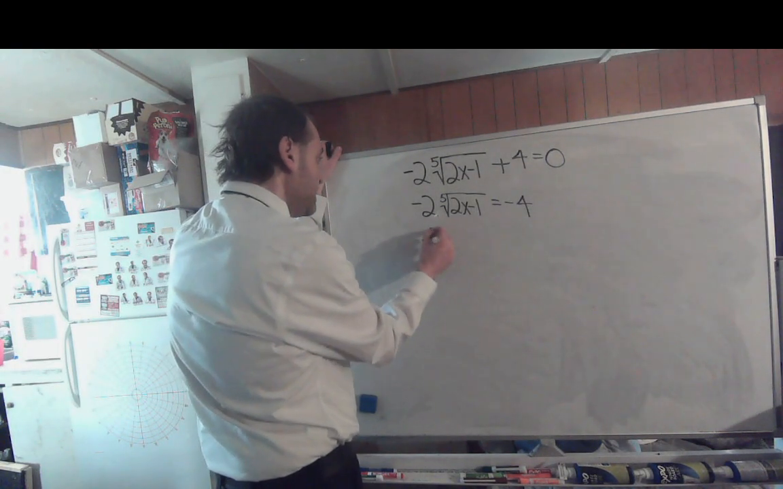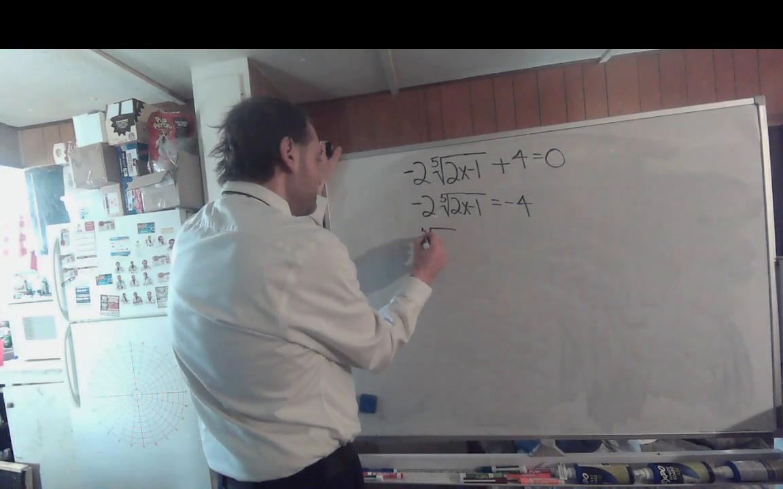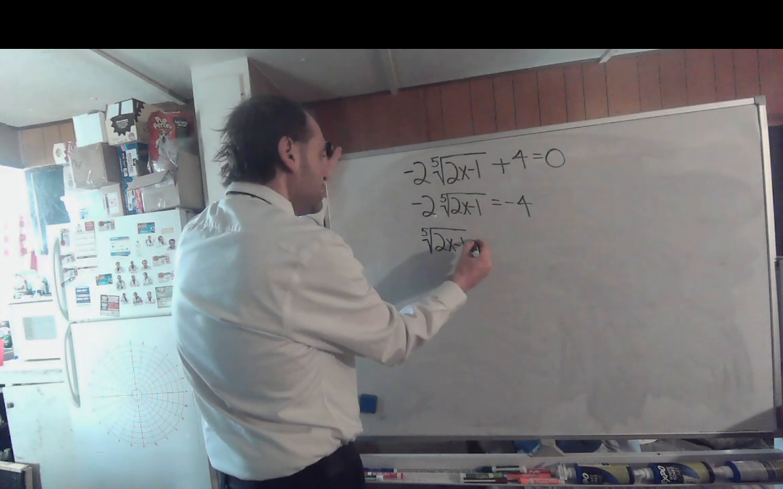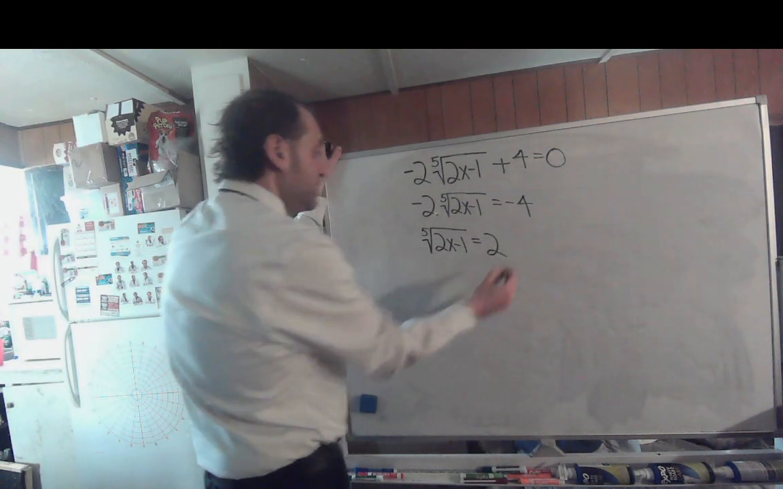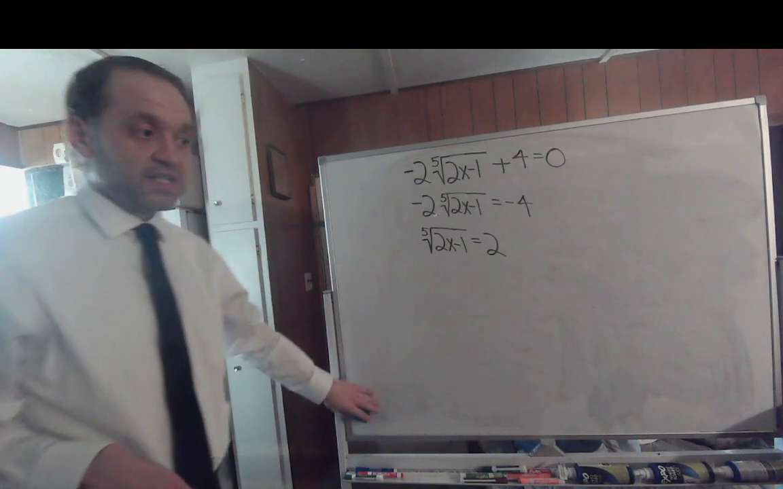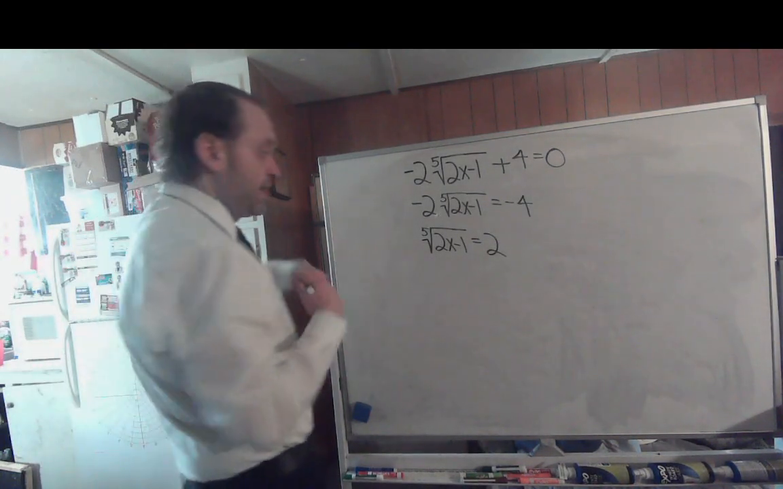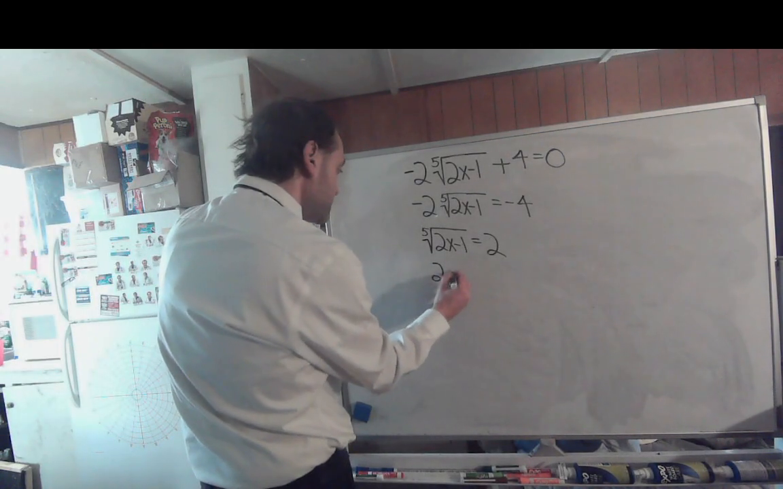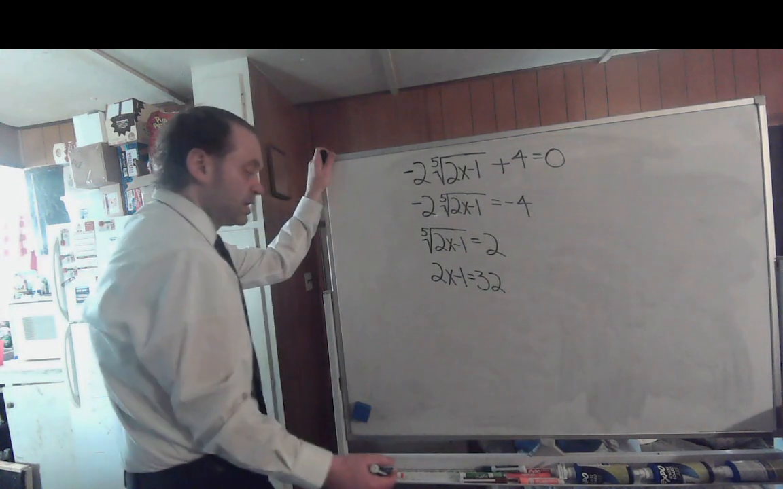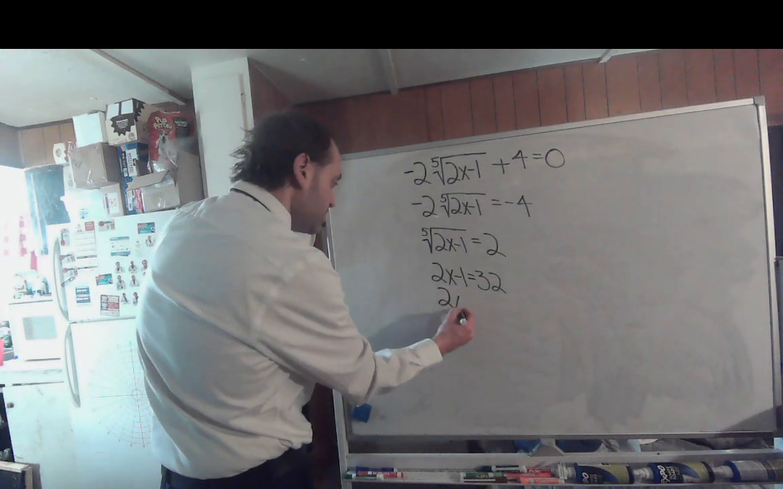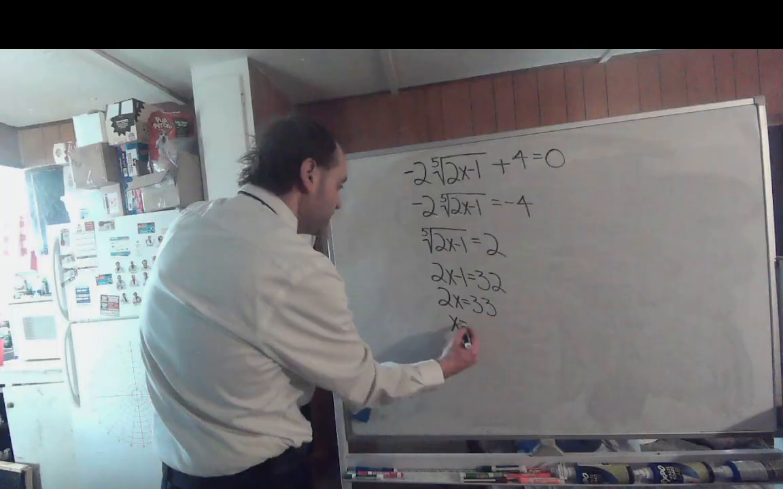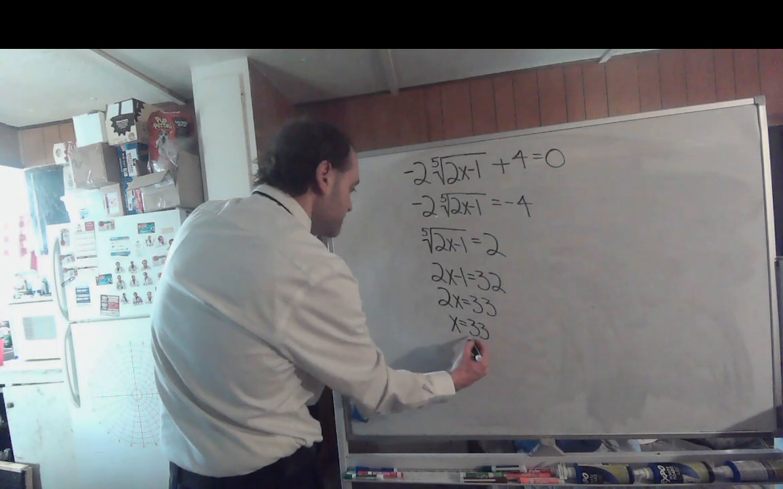You get the 5th root of 2x minus 1 is equal to +2. Now, of course, you just got to raise both sides to the 5th power to cancel out the radical. You end up getting 2x minus 1 would equal 32. So this would end up giving you that 2x equals 33, giving you an x value of 33/2.